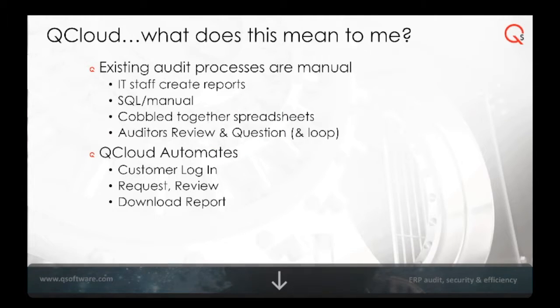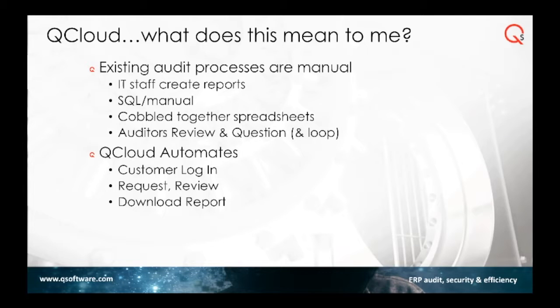So what does Q Cloud mean to me? Well, today our audit processes in general across all of JD Edwards, not just Q Software, everybody's audit process are very manual. The IT staffs of different companies who need to produce audits have to do these things manually, which means they have to create SQL statements, they have to cobble together spreadsheets. It's all a very manual process.